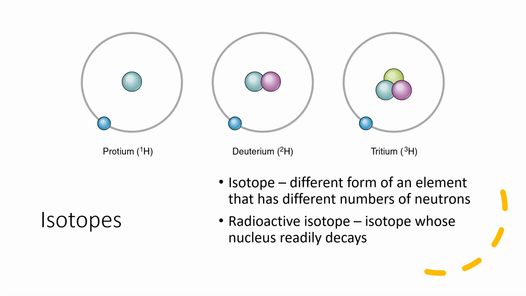Some isotopes are radioactive. This occurs when the nucleus of an isotope can readily decay. And when it decays, it can give off subatomic particles and electromagnetic energy. Excessive exposure to radioactive isotopes can damage cells and can even cause cancer and birth defects. But sometimes it can be useful in medicine if this exposure is controlled, and so this would be something like interventional radiology.